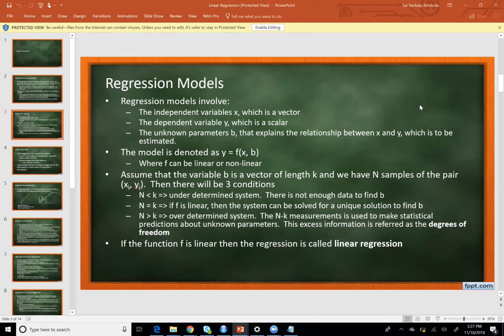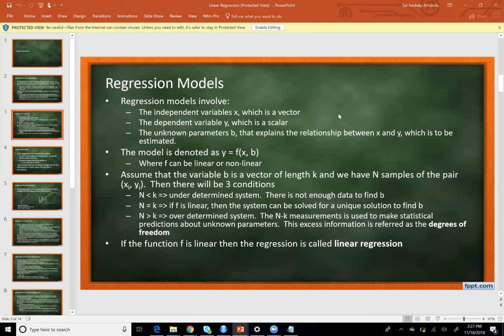So let's look at what we are trying to do here, right? Linear regression models involve an independent variable x, which is a vector, and a dependent variable y, which is a scalar. Why do we say x is a vector and y is a scalar? Because x actually contains different features, right?